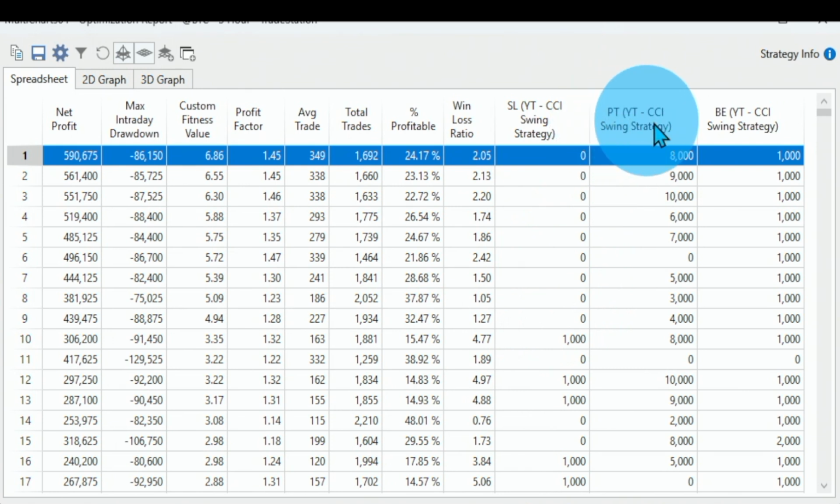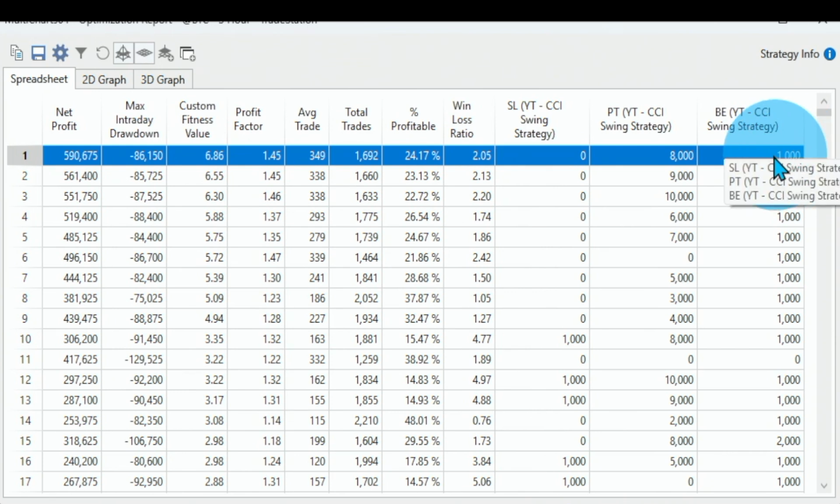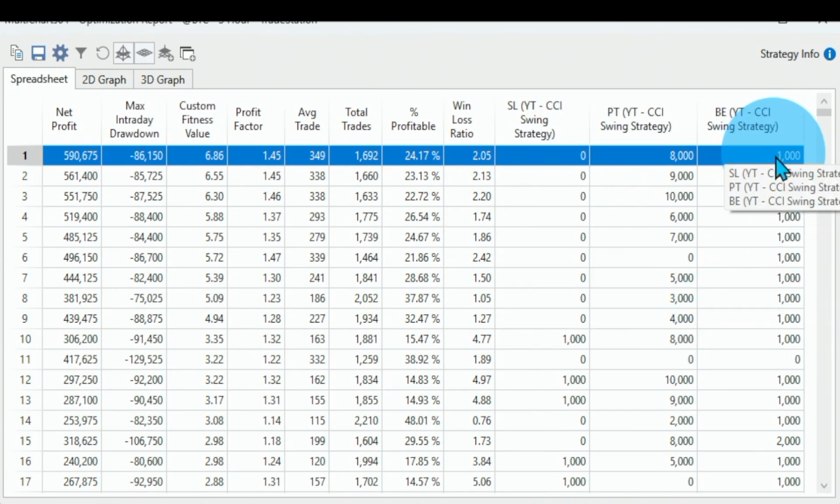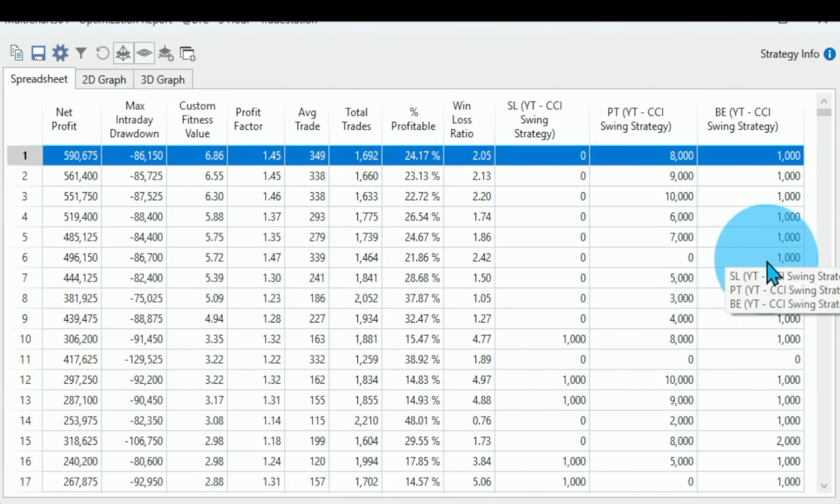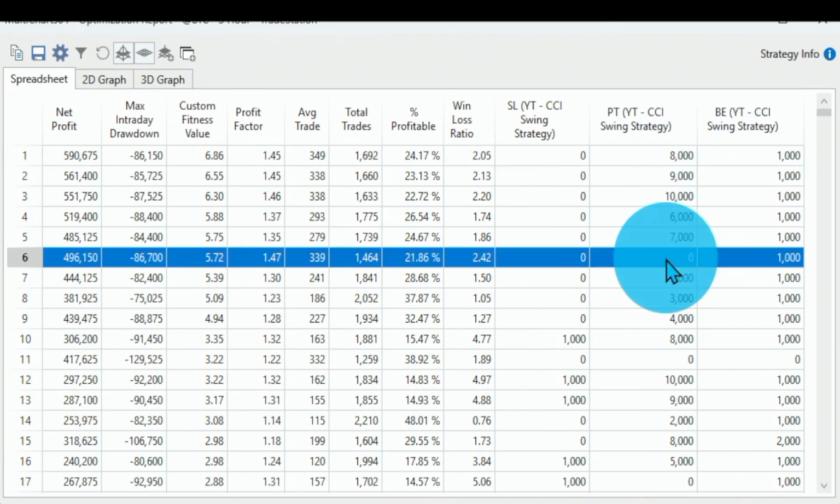Then we come to profit target and break even. Remember, profit target, if you reach this level of profits, you sell. And break even, if you reach this level of profitability, then you move the stop loss to break even. So if you make $1,000 profit, then you move your stop loss to break even. And most likely that's why the stop loss is 0. Another interesting fact we see here is all the break even is 1,000. So this gives me high confidence that the 1,000 is good. And the top 5 strategies are between 6 and 10,000. Now this is also good.